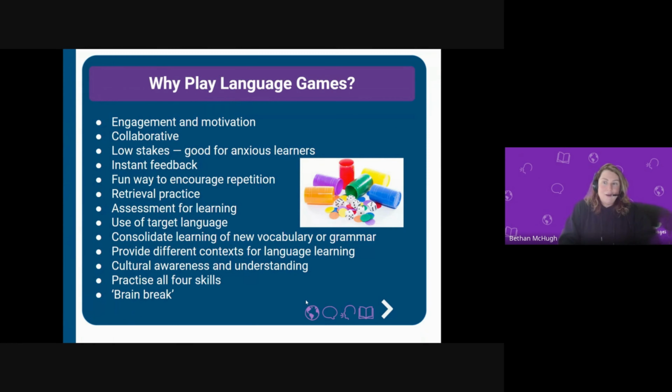Thinking then about language games. Now, our starters and plenaries can be games, but they are more likely to be a bit more traditional, in terms of the fact that they're going to be more learning focused, although it's fun to intersperse them and have games. But it's really worthwhile embedding as many games as you can into your lessons, mainly because of the engagement and motivation that brings in. They're great for collaborative working. They tend to be low stakes use of the language. Children are more likely to use the language in a fun environment.